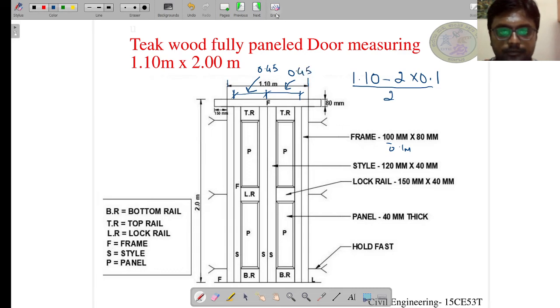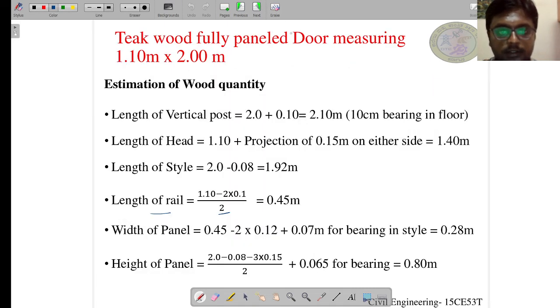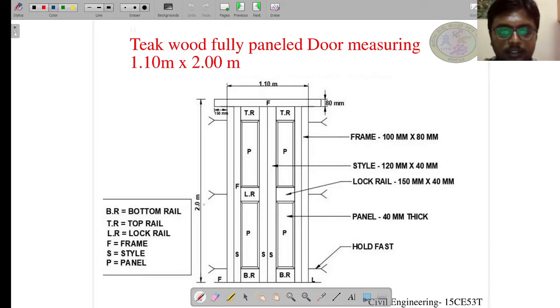Okay. So after the length of the rail, next let us come to the width and length of the panel. So this is the width and this is the length of the panel. So we have to calculate the width and the length of the panel. As you know, we have got the length of the rail just now, which is nothing but 0.45 meter.